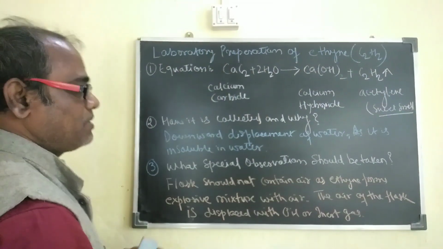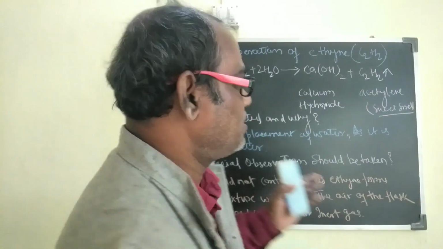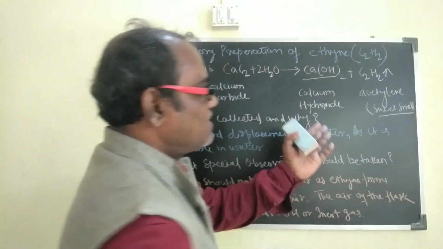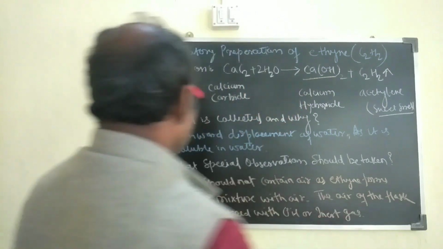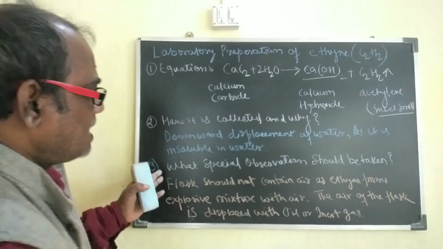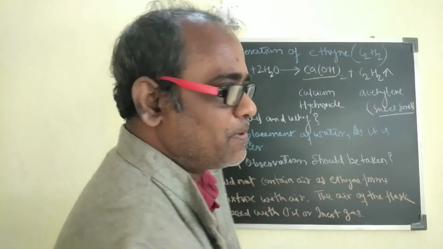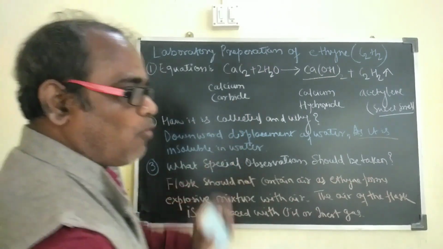Now we go with the laboratory preparation of ethyne, that is C2H2. In the laboratory preparation, we take calcium carbide and dropwise we use water to form calcium hydroxide and acetylene. The odor of the gas is a sweet smell. The gas is collected by downward displacement of water. Why is it downward displacement of water? Because it is insoluble in water.